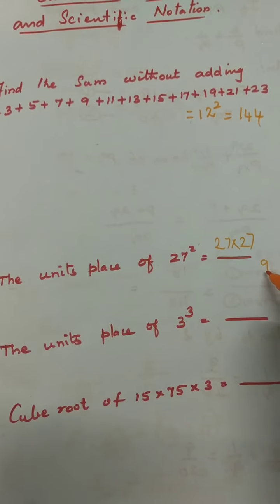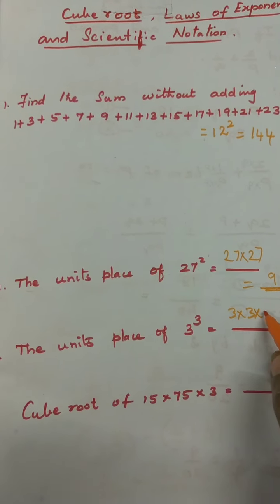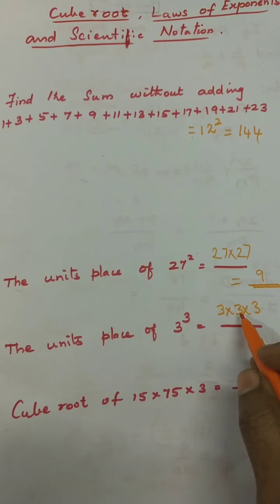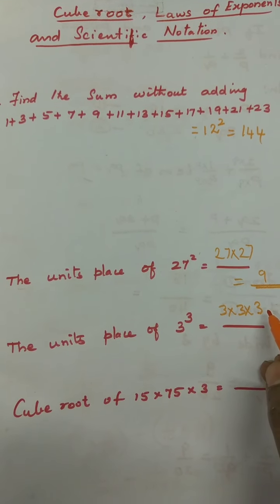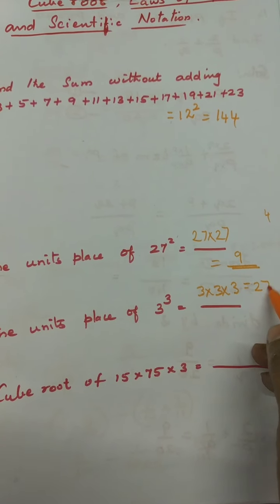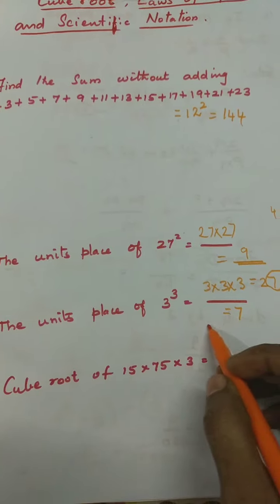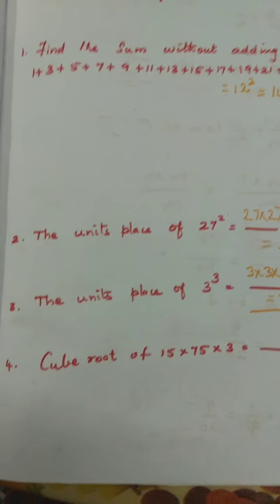Then the units place of 3 cube. 3 into 3 into 3. So 3 3s are 9, 9 3s are 27. Okay. So the units place is 7. Here the units place is 7.